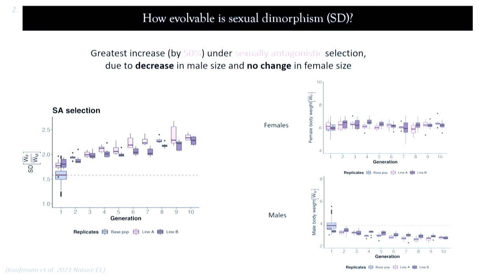When we selected sexually antagonistically, we got a whopping 50% increase in size dimorphism. So we got a really rapid response, and this was because we actually saw a change in body size only in males, whereas the female size did not change. So clearly, this selection managed to constrain the female correlational response, but there is also a constraint in dimorphism here, because the female size did not manage to go upwards.